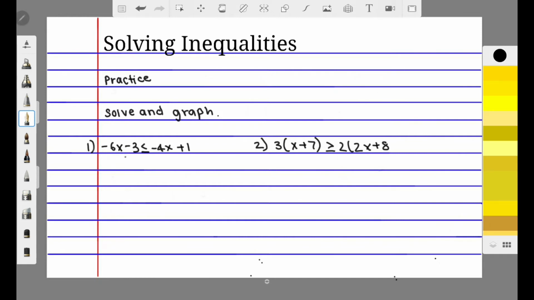Okay, let's go over it together. Plus 3 on either side and plus 4x on either side. So on this side we have negative 2x, and on this side we have 4. Let's divide by a negative 2, and remember now that we divided by a negative 2, that means we have to switch the sign, and we have x is greater than or equal to negative 2. All right, let's graph.